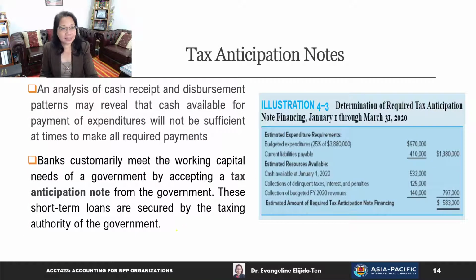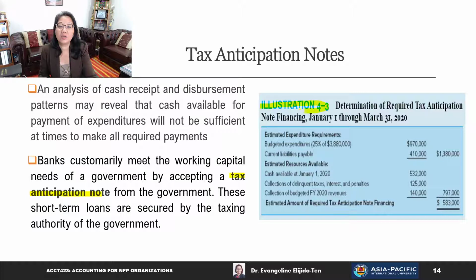Let's look at tax anticipation notes. So why do we need tax anticipation notes? When you are analyzing the cash receipt and disbursement pattern of the local government, it may reveal that cash available for the payment of expenditures might not be sufficient. So if they don't have enough cash, many will actually borrow from the bank as a result. Banks customarily will lend to these government bodies, and they are willing to accept the tax anticipation note because they know that being governments, they will be able to receive taxes.